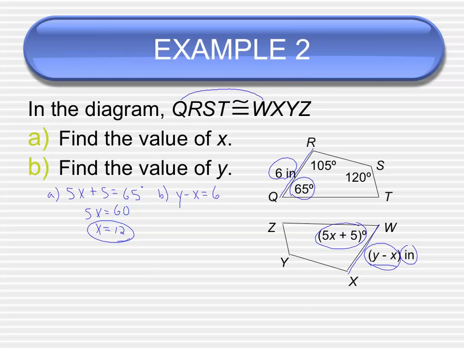Now, I do have two variables here, but on part A, I already solved for my x, and I got x equals 12. So if I say x is equal to 12 in my new equation and add the 12 to both sides, I got y is equal to 18.